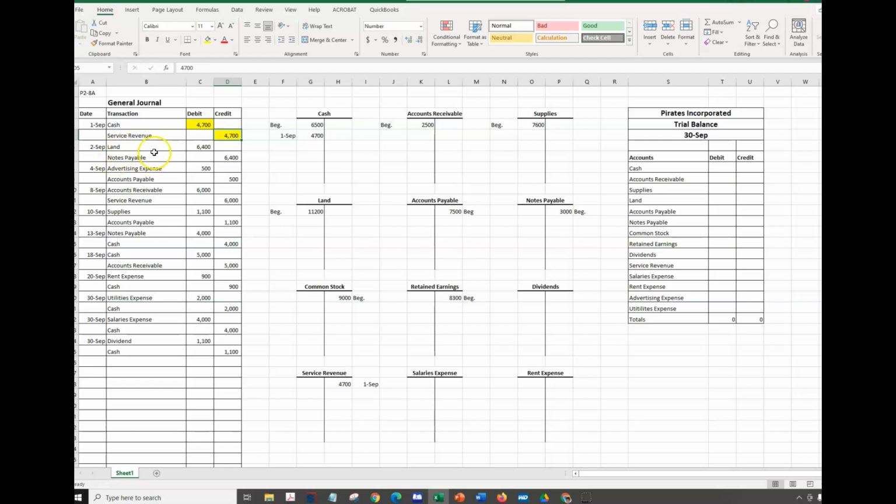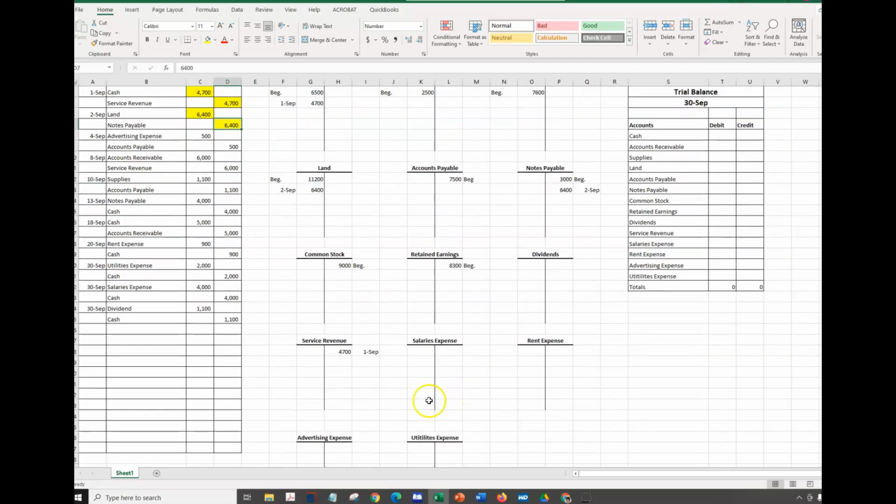Next transaction, we debited land and we credited notes payable. So debit land for $6,400, credit notes payable for $6,400. And I'm going to put the date here. And I'm going to mark it off because I posted it. And now I'm just going to go through and post each one of these, and you can watch me as I post. Advertising expense down here.